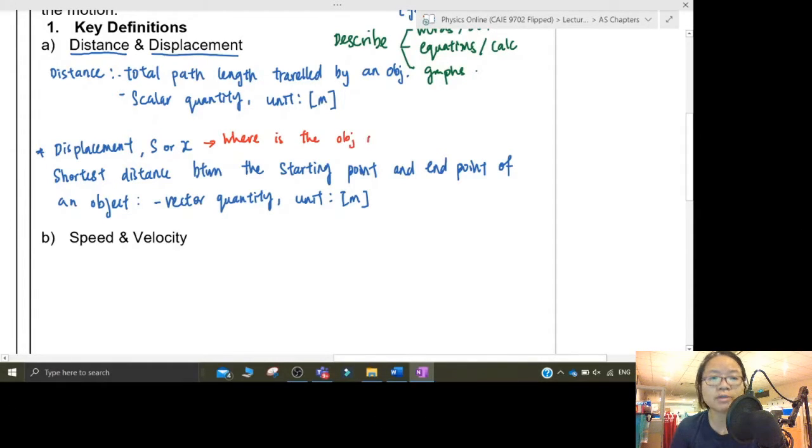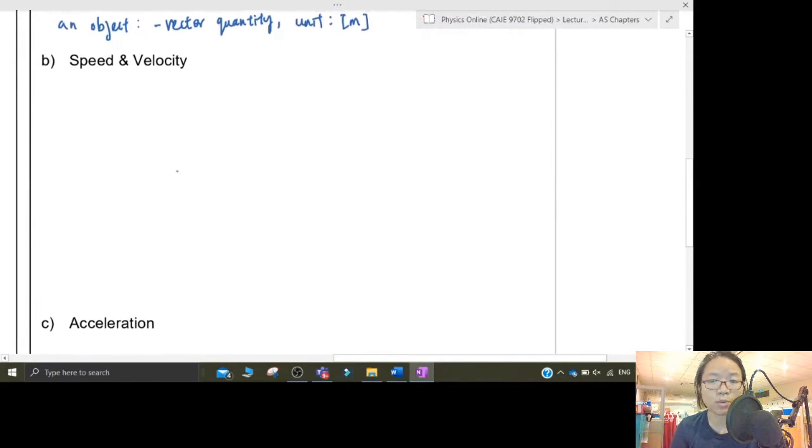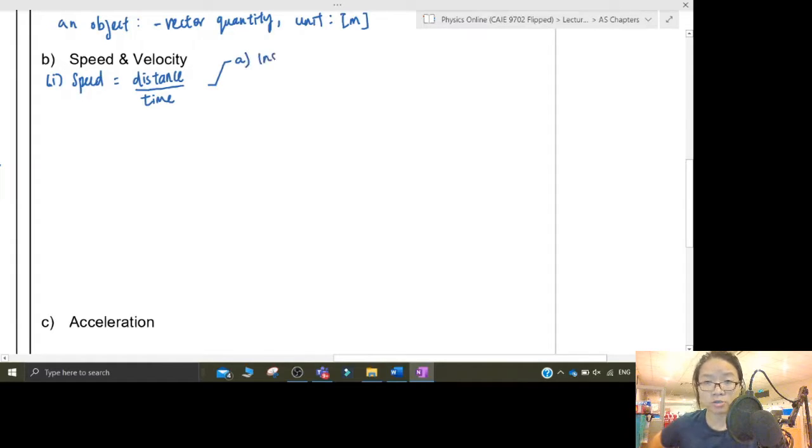This is positional. It answers the question, where's the object now? Now here meaning at whatever time we're talking about. So the next one would be, how fast is the object actually moving? To describe this properly, there are two things to talk about. One will be speed, which is distance over time. This is not new to you.